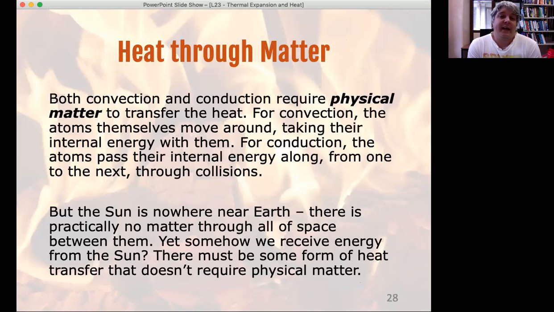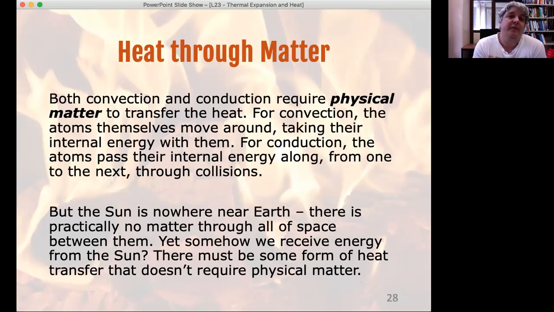We've looked at convection and conduction now. They both required physical matter to transfer heat. For convection, the atoms themselves were moving around. For conduction, the atoms were passing along their energy through collisions with other atoms. But the sun is nowhere near Earth, and the sun is how we get all our energy.